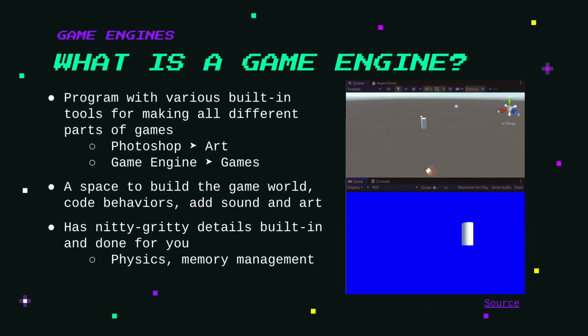So I'll go over exactly what it is. It's kind of like a program with a bunch of stuff built in to help you make the game. So if you think how Photoshop helps you make artwork, right? It doesn't make artwork itself, but it has a bunch of tools to help you make art. Game engines help you make games, right? So you have a lot of things like level editors or animators, with the curves and everything like that. So you have a bunch of tools built in, and a lot of tiny details like physics and memory management that it takes care of for you, which is amazing.